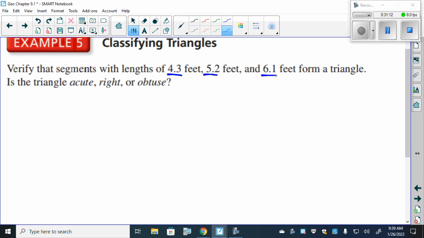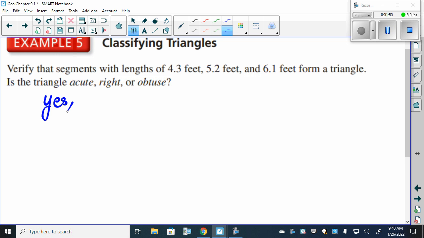Yes, sir? So, wouldn't it be like a right triangle because 5.2 minus 4.3 is 9, and then 5.2 plus 9 must not be equal? We'll see. Now, 4.3 plus 5.2 is going to be bigger than 6.1 because 4.3 plus 5.2 is 9.5, which is bigger than 6.1, so this is going to be a triangle. So we can say yes for it being a triangle.